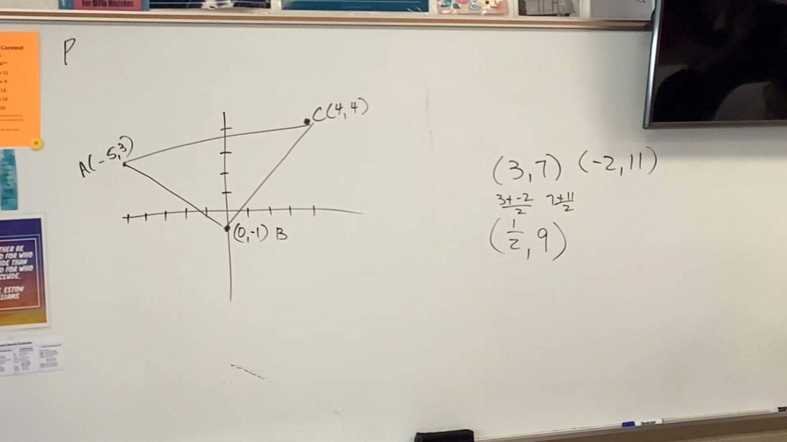All right, what did you get? When you added your x's and divided by 2, I hope you got 1. Yes. And when you added your y's and divided by 2, I hope you got 2. So (1, 2) is your answer.